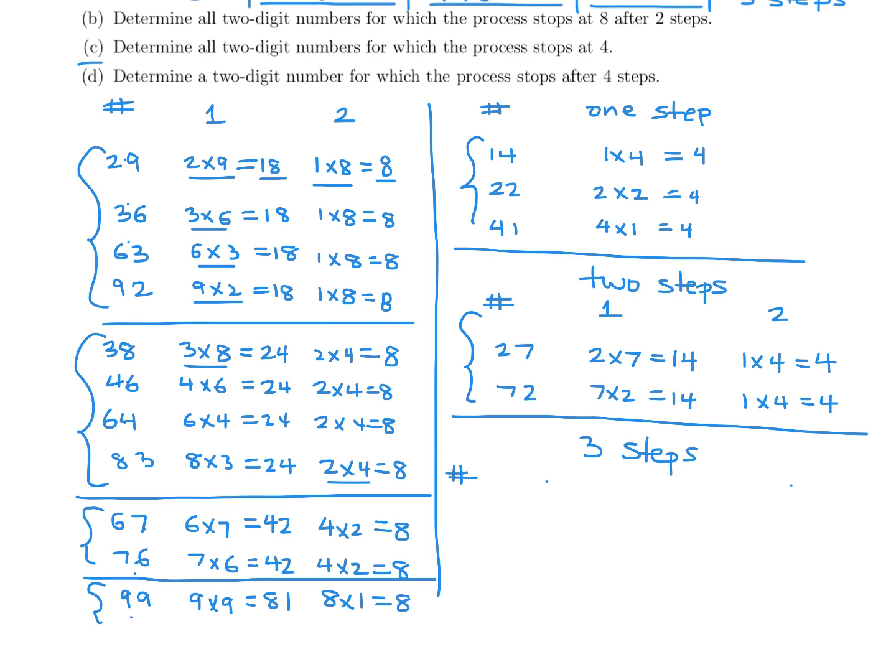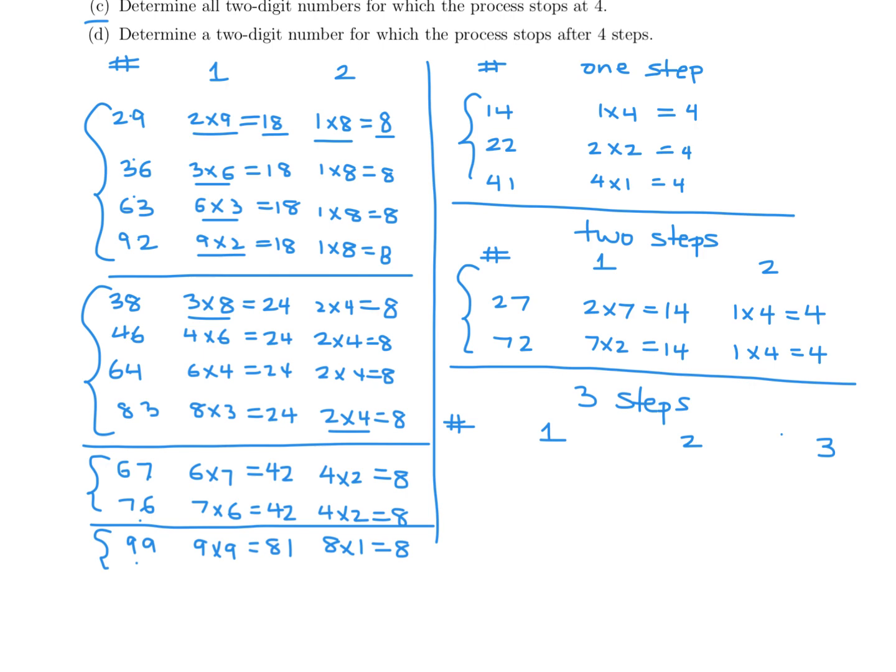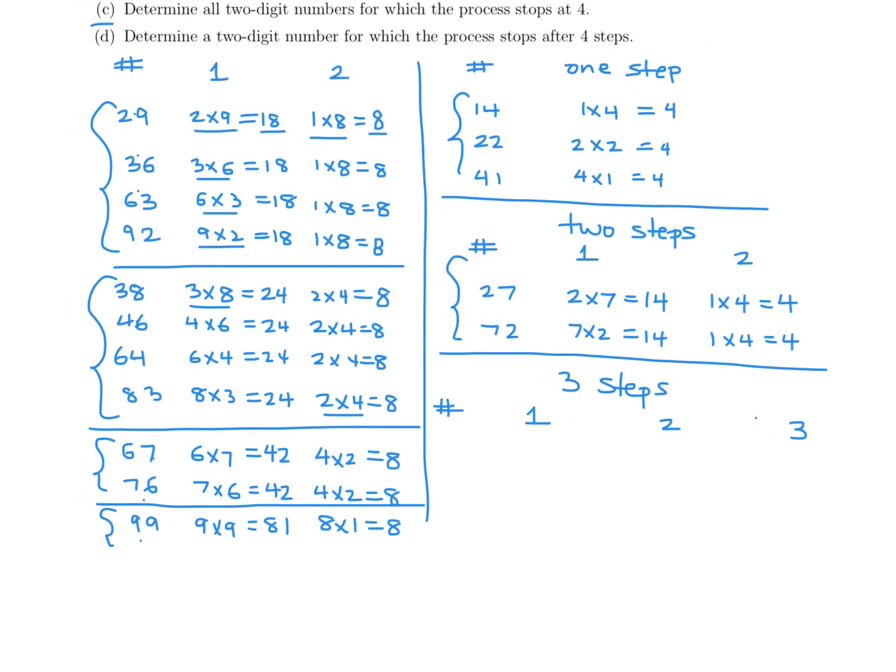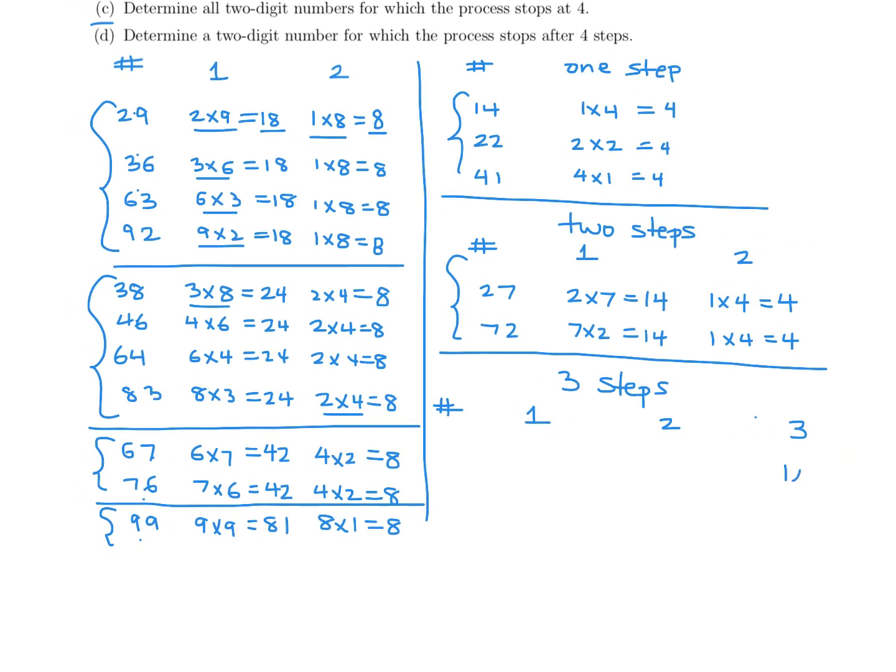Our initial number, step number 1, step number 2, and step number 3. All right. Okay, so 3 steps. The last step, of course, is going to have to be the 4.